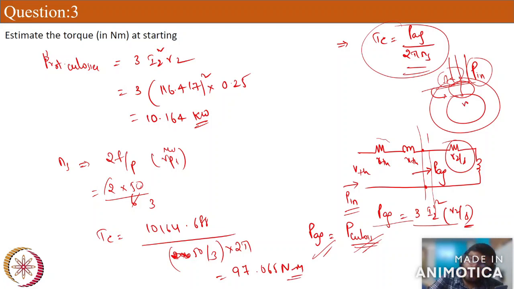Actually, torque is power divided by 2 pi ns, and here we are calculating the air gap power at the starting, which is nothing but the rotor copper losses, because at the starting s equals 1. With that we have calculated the air gap power, and ns is 2f by p. It's a 6-pole, 50 Hz machine, so we calculated the torque developed in it.